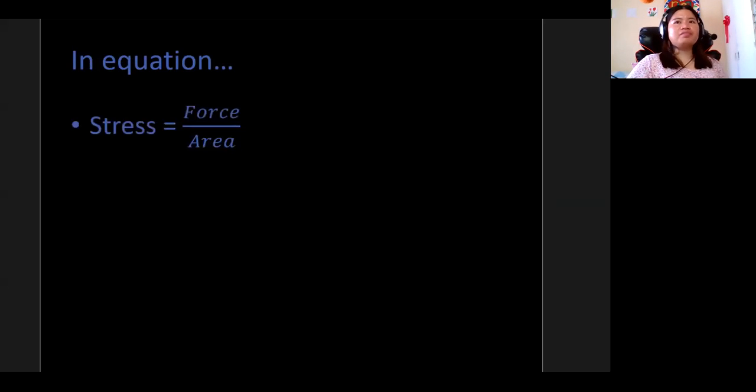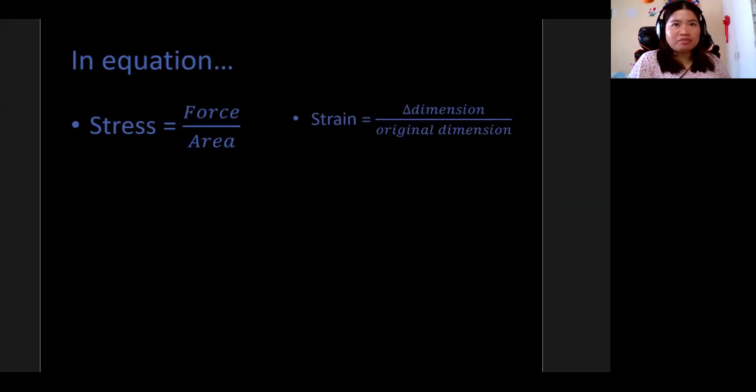All right. So in equation, stress can be considered as the pressure, because if you look at the formula, it is force over area. Remember, pressure is force over area. So that is stress. Now, strain, remember, is the response of the object towards a certain stress. So strain is delta dimension. Delta means change. So it is the change in dimension over the original dimension. So that is the strain.